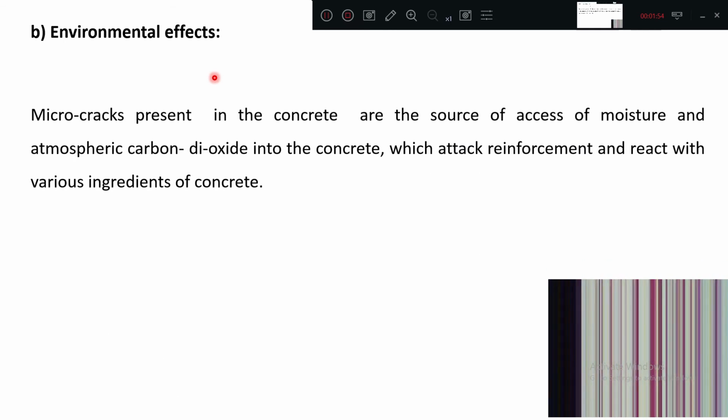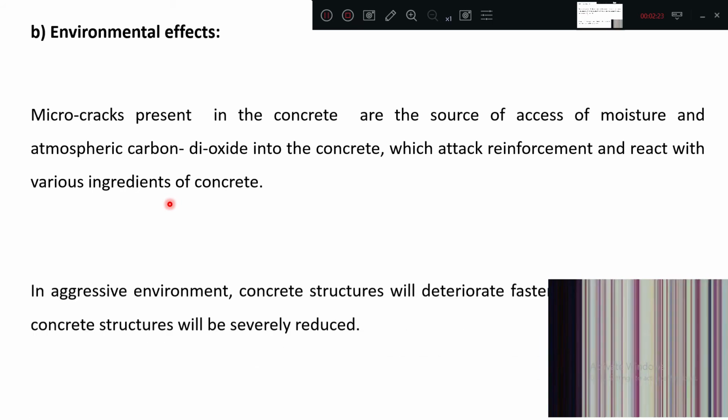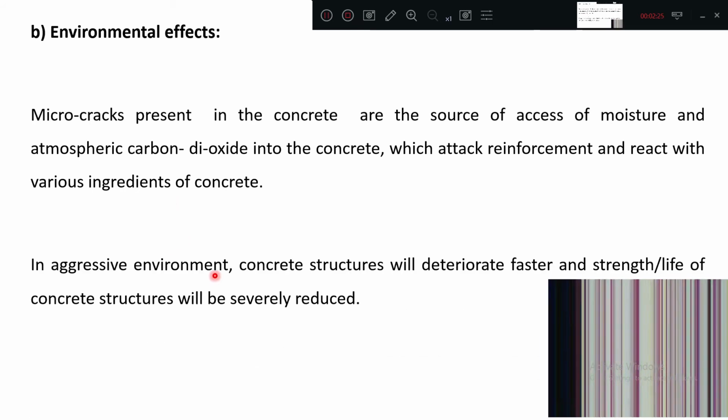Environmental effect. What are the things that will come? In the environmental part, what is the cause? Micro cracks present in concrete are the sources of access of moisture. From these small pores or cracks, moisture or atmospheric CO2, carbon dioxide, gets into the concrete, which will attack the steel reinforcement and react with the other concrete ingredients.